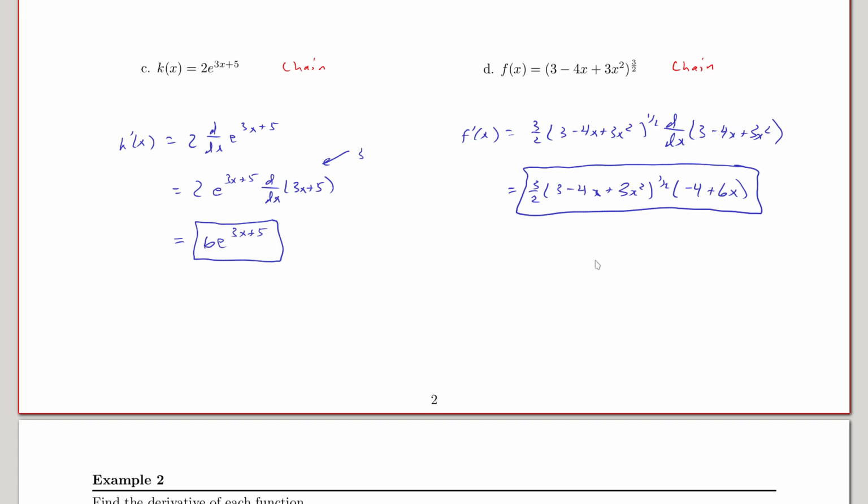So hopefully this is starting to come back. We're going to do more derivatives on the next page, so let's head to page 3.